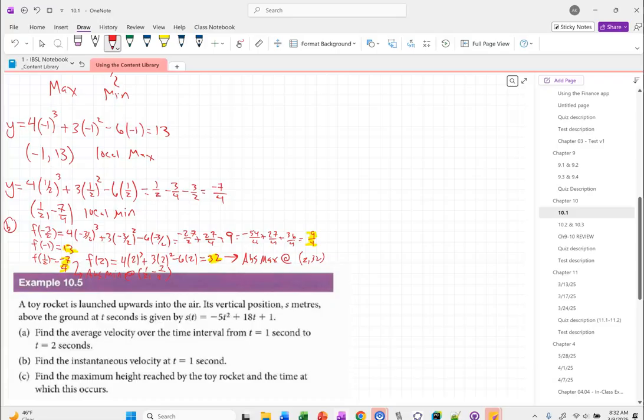So the only thing that changed from part A to part B is I took my two answers from part A, also calculated the coordinates of the endpoints, and just compared the y's. Which one has the biggest y, that's the absolute maximum. Which one has the smallest y, that's the absolute minimum. That's it. Is everybody okay?